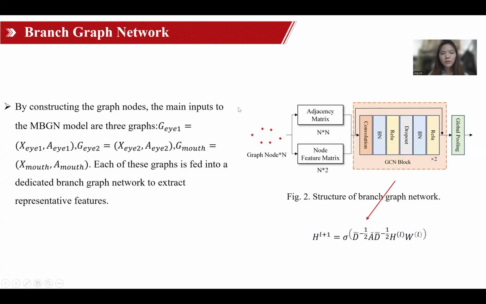By constructing the graph nodes, the main inputs to the MBGN model are 3 graphs. Each of these graphs is fed into a dedicated branch graph network to extract representative features. As illustrated in Figure 2, each branch graph network module is composed of 2 graph convolutional network, GCN, blocks. The detailed computation process is formulated by the equations shown on the right.